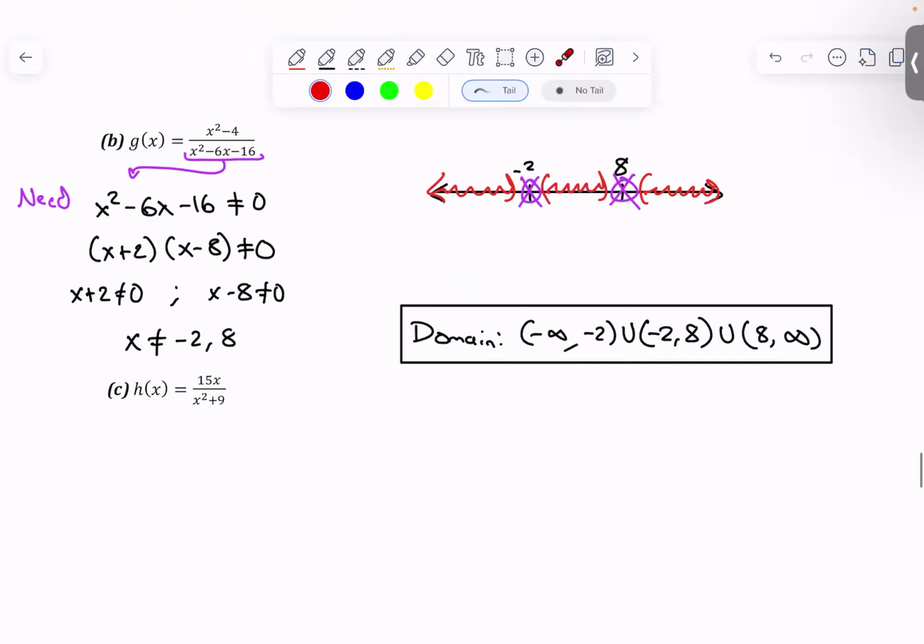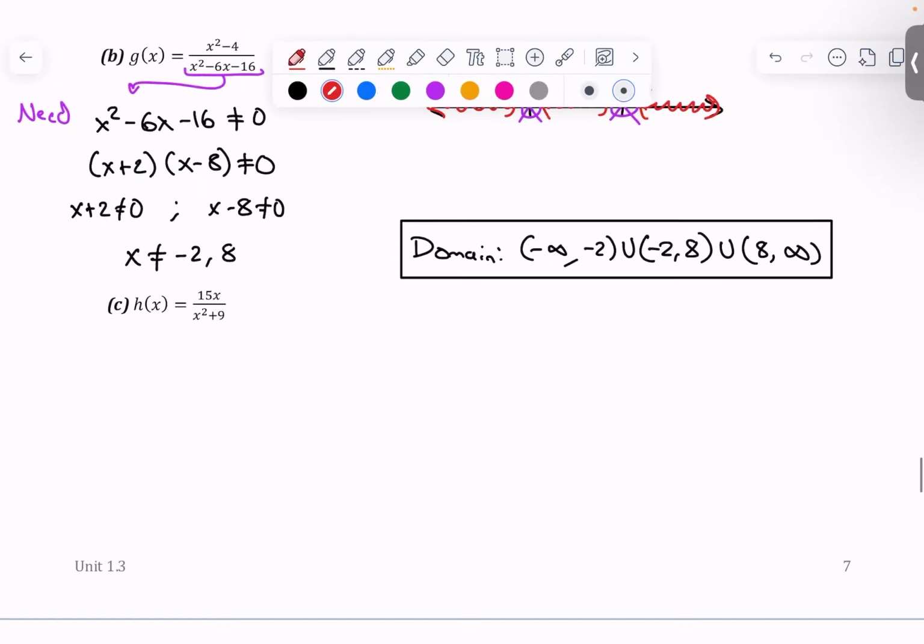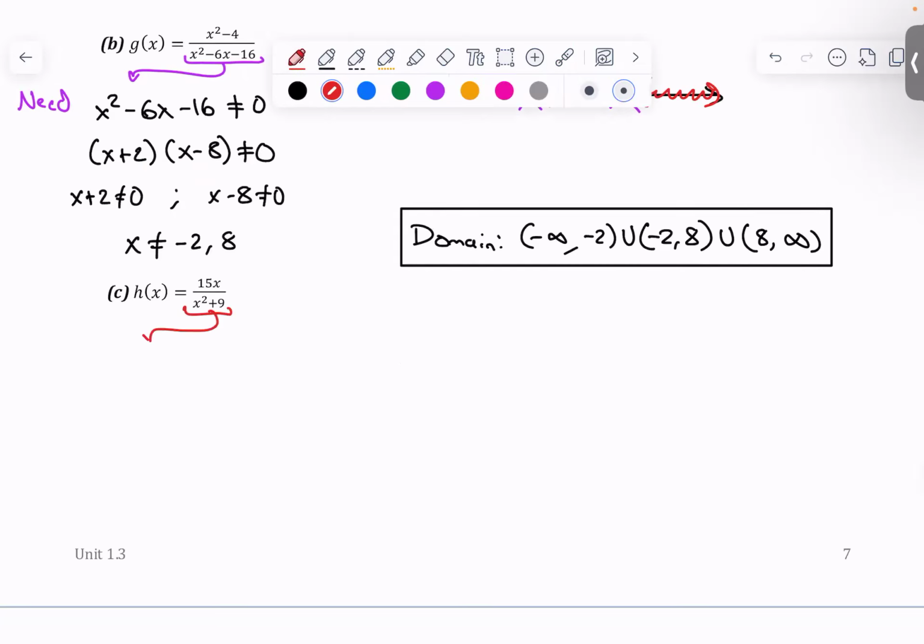On the next one, h of x is equal to 15x over x squared plus 9. So once again, the numerator doesn't matter. The numerator equaling 0 doesn't do anything. 0 in the numerator isn't a problem. 0 divided by 5 is 0. 0 divided by 10 is 0. The only thing that we have to worry about are denominators. So, much like before, we'll say, okay, well, we need x squared plus 9 to not equal 0.